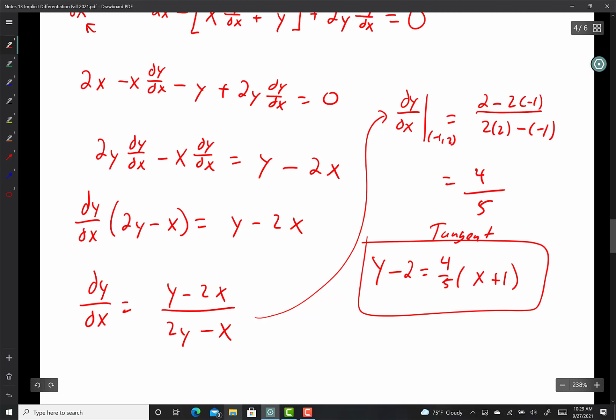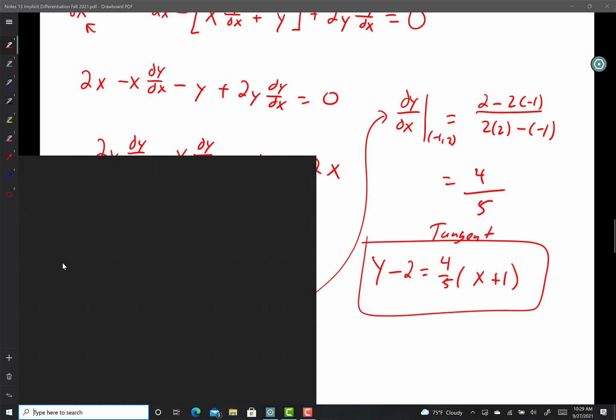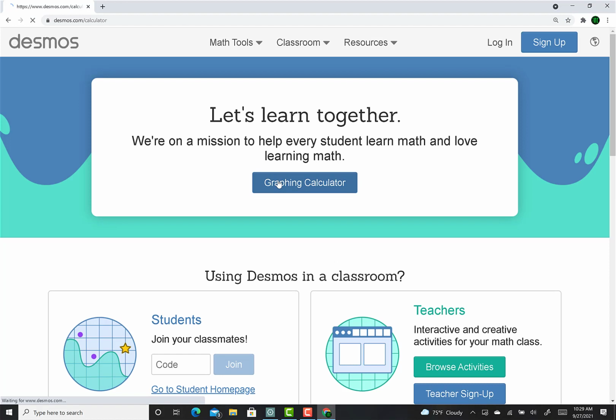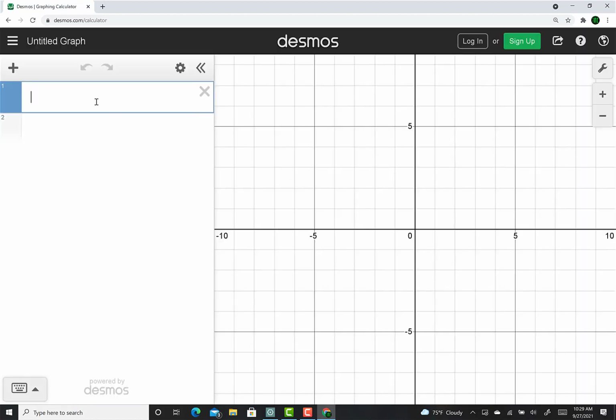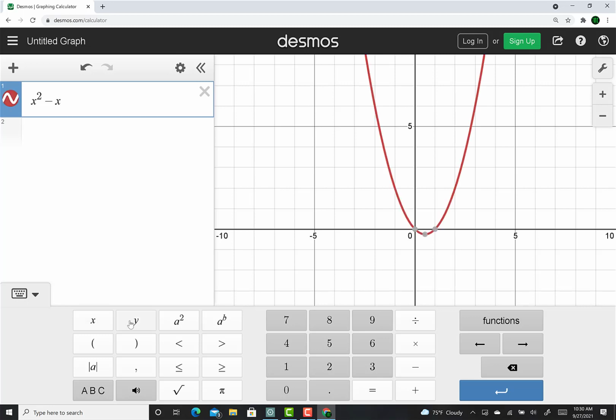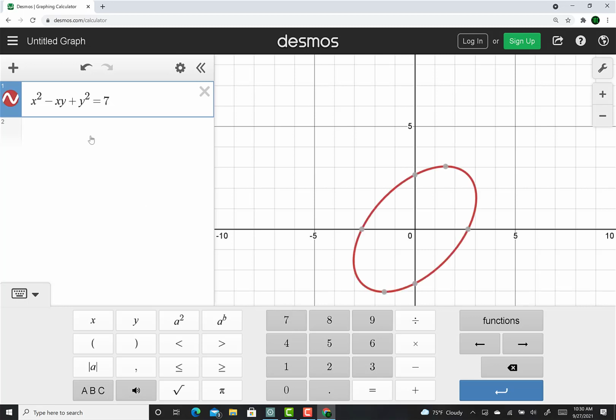Let's see how this graph looks. Desmos. Graphing calculator. Give me the equation, guys. x squared minus xy equals what? 7. Yeah, there it is, angled.